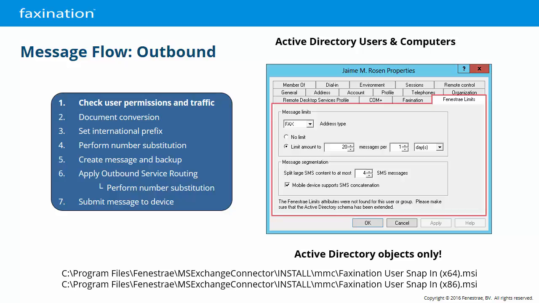Traffic, also referred to as fenestre limits, refers to the number of Faxination messages that an individual user can send in a specified period of time. Once enabled globally within the Faxination server configurator, limits can be set for individual users and specific to each message type. In this example, we have limited Jamie to 20 fax messages per day. If she exceeds this limit, she will receive a non-delivery report explaining why her message was not transmitted.